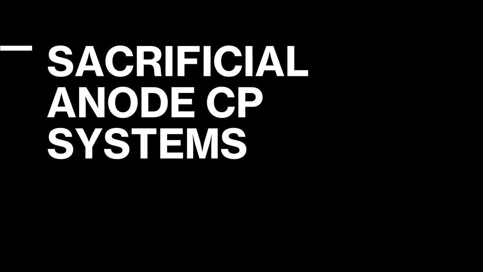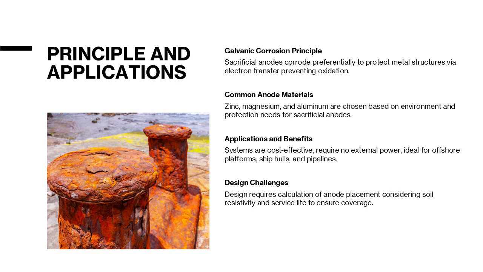Sacrificial anode systems, cathodic protection principle and applications. Sacrificial anode cathodic protection systems operate on the principle of galvanic corrosion, where a more reactive metal, the anode, corrodes preferentially to protect the structure. Common anode materials include zinc, magnesium, and aluminum, chosen based on environmental conditions and required protection levels. These systems are simple, cost-effective, and do not require an external power source, making them ideal for remote or submerged applications such as offshore platforms, ship hulls, and underground pipelines.